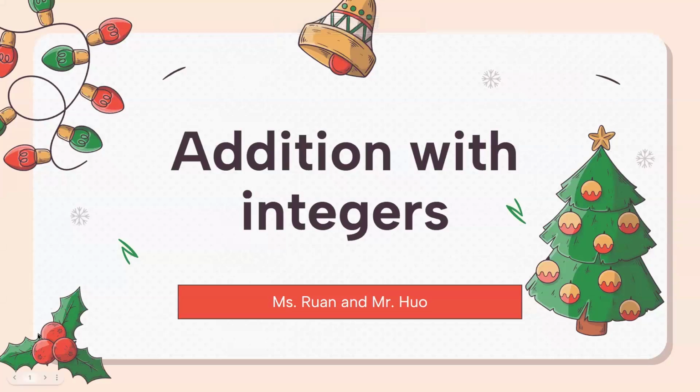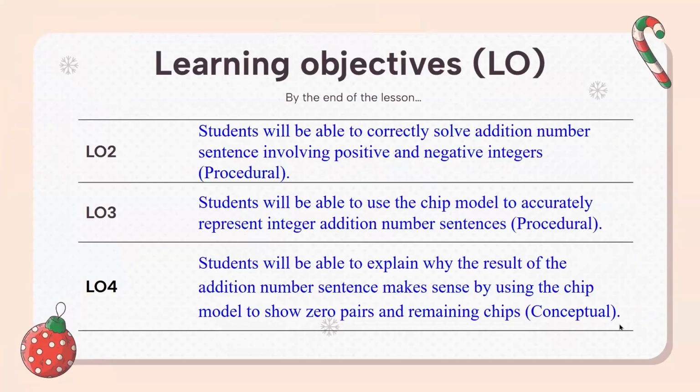Welcome, you all. Today we are going to learn about addition with integers. Our learning objectives: by the end of the lesson, students will be able to correctly solve addition number sentences involving positive and negative integers. Students will be able to use the chip model to accurately represent integer addition number sentences. Students will be able to explain why the results of the addition number sentence make sense by using the chip model to show zero pairs and remaining chips.